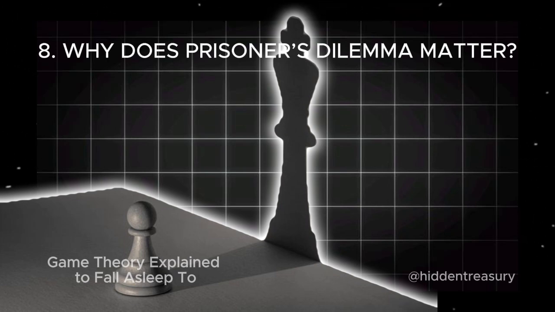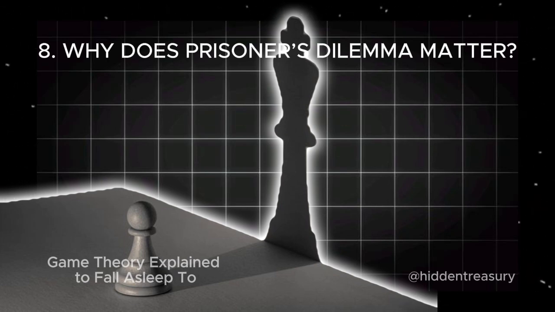So each person thinks, if the other stays quiet, I should confess and go free. But if they confess, I'd better confess too, or I'll get stuck with the worst deal. That line of thinking leads both to confess, even though staying silent would have given them both a better result. Acting in pure self-interest lands them in a worse position than if they had cooperated. That's the dilemma. The logical move for each person, confessing, leads to a worse outcome than if they had trusted each other. But trust isn't safe here.